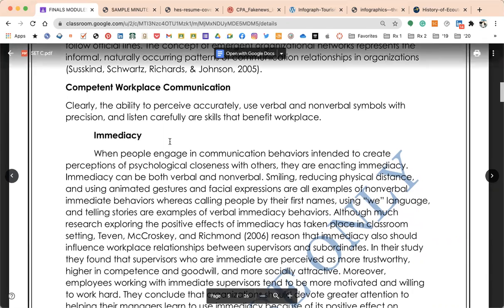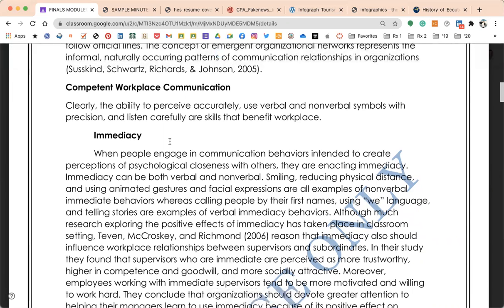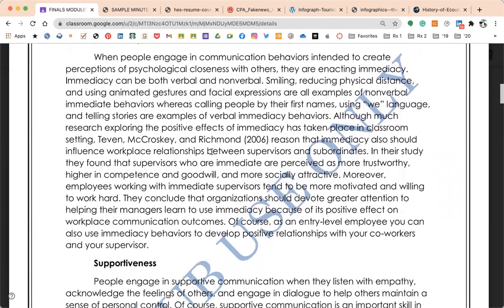Immediacy. When people engage in communication behaviors intended to create perceptions of psychological closeness with each other, they are enacting immediacy. Immediacy is both verbal and nonverbal. It includes smiling, reducing physical distance, and using animated gestures and facial expressions so that we create a "we" language. Okay? So that we become close. So may magandang research dito na na-share in their study, Tiven et al.